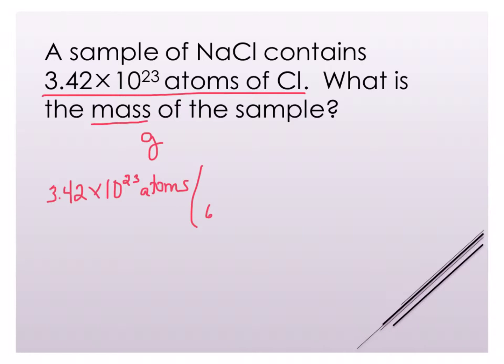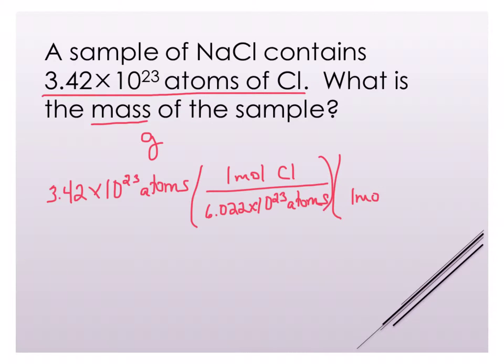And so I know that I have 6.022 times 10 to the 23rd atoms in 1 mole of chlorine. Now I need to figure out how many moles of chlorine it's going to take to get moles of my compound. So in this case, I know that for every 1 mole of chlorine, I have 1 mole of sodium chloride. It's kind of like saying if I have a dozen bikes, I have a dozen bike frames as a part of those bikes.